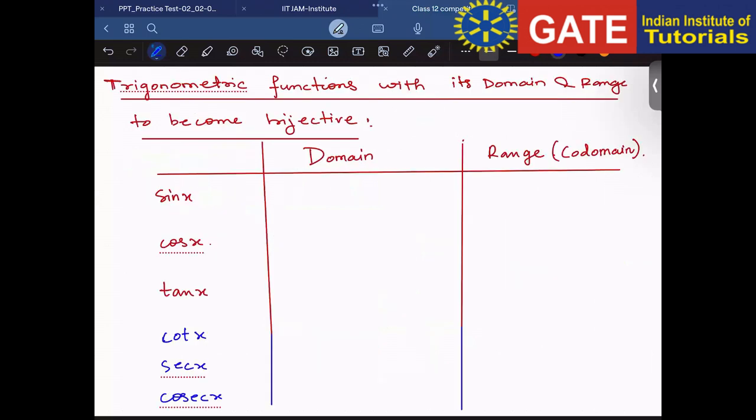Trigonometric function with its domain and range to become bijective. In general, we know that it is not bijective. Yes or no? Because it is neither one-one nor onto. But if we restrict it now, it will become bijective.